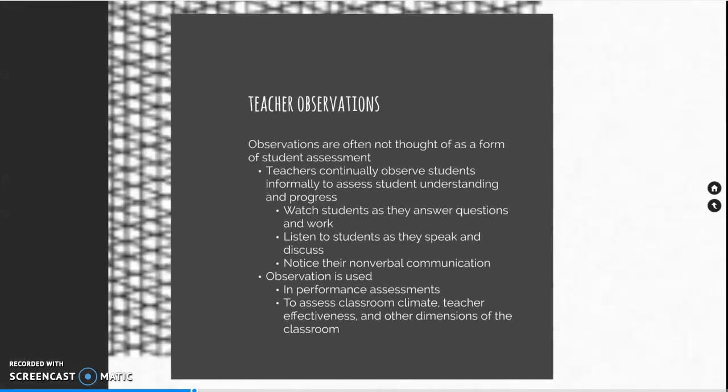Teacher observations are so common that we often don't think of them as a form of student assessment, but teachers constantly observe students informally to assess student understanding and progress. Often, nonverbal communication, such as squinting, inattention, looks of frustration, and other cues, is more helpful than verbal feedback. Observation is used extensively in performance assessments, and other formal observational techniques are used to assess classroom climate, teacher effectiveness, and other dimensions of the classroom.